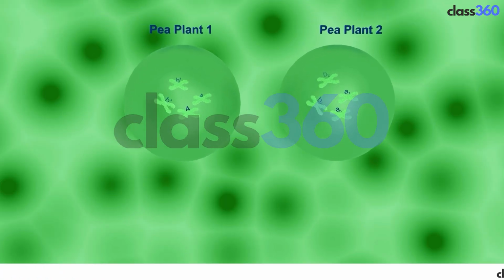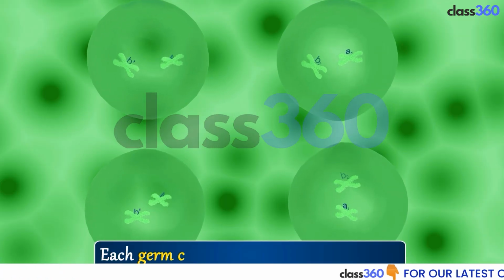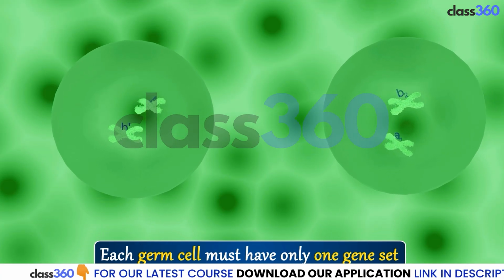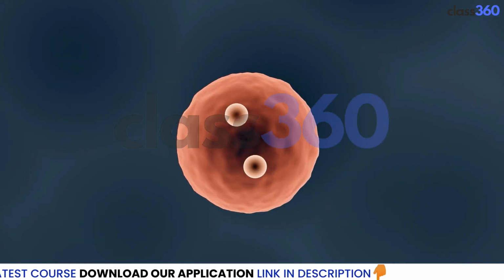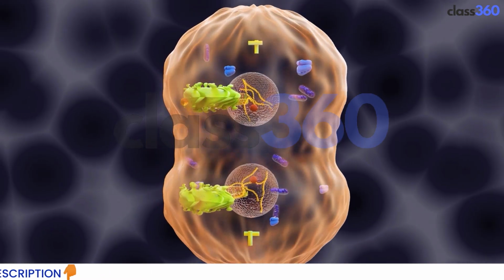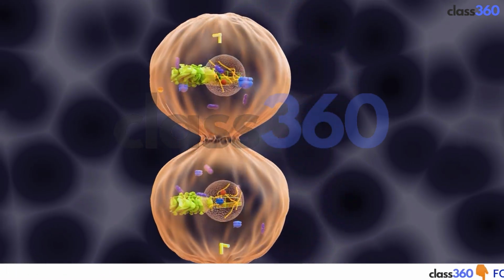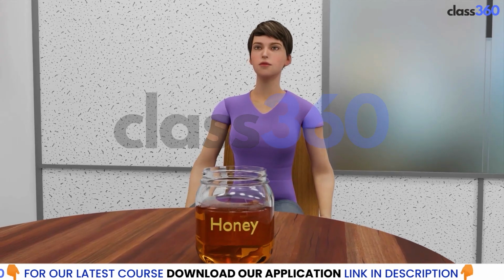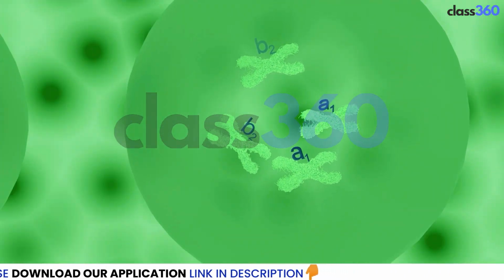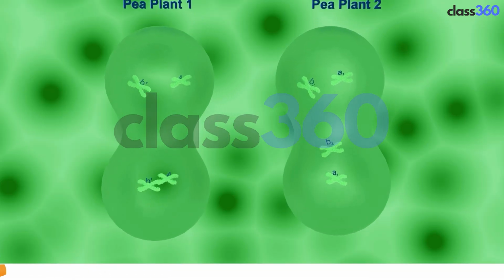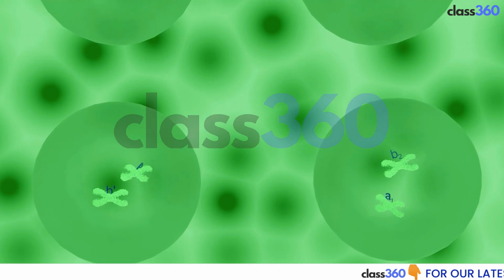For this mechanism to work, each germ cell must have only one gene set. So germ cells are haploid. Germ cells are produced by the process of meiosis. So now we are able to understand how germ cells make a single set of genes from the normal two copies that all other cells in the body have.